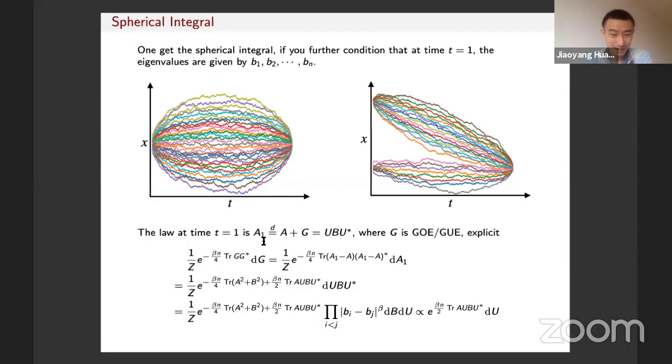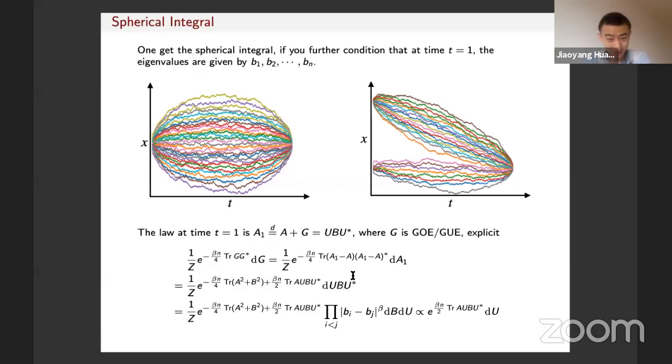Because A1 is A plus G, we can do a change of variable, replacing G by A1 minus A, and here dG becomes dA1. Then, because A1 is U, B, U star, the trace of A1 squared gives trace of B squared, trace of A squared here, and the trace of A1 A gives the trace of A U B U star, and dA1 becomes dU, B, U star.